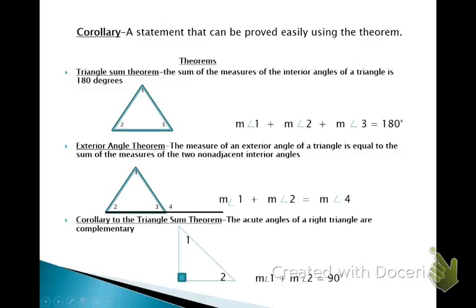Corollary to the triangle sum theorem. We know that in a right triangle, the two acute angles are going to sum to 90. If one of the angles is 90, for the triangle to equal 180, the other two have to equal 90. Two angles that add together to 90 are called complementary. So 1 and 2 in this case would also equal 90.